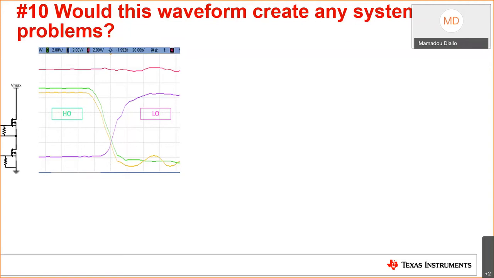Okay, let's see here. So far, it looks like we have overlap between high side and low side. Yes, absolutely. Possible shoot through.